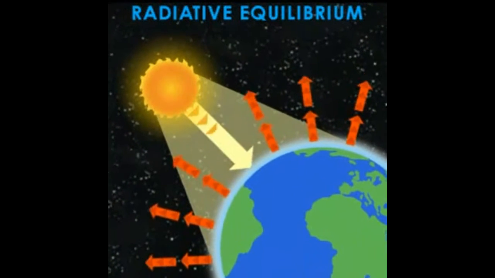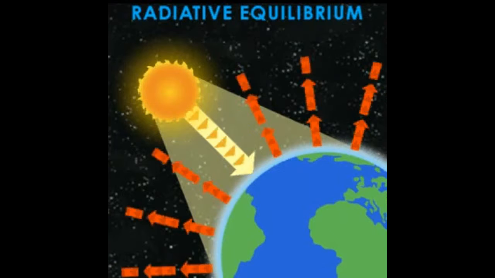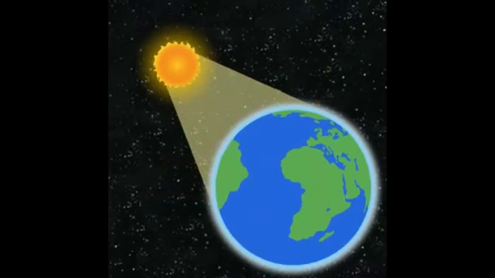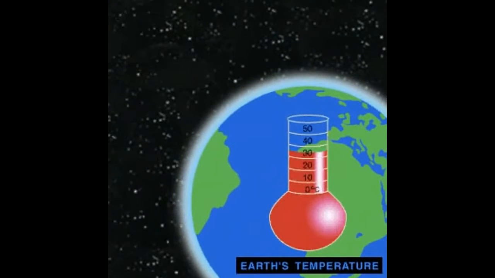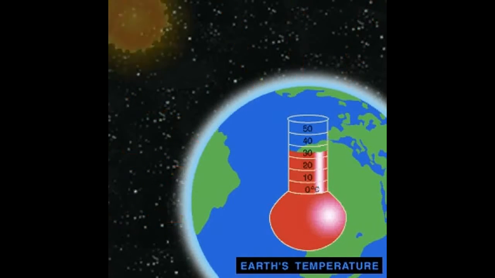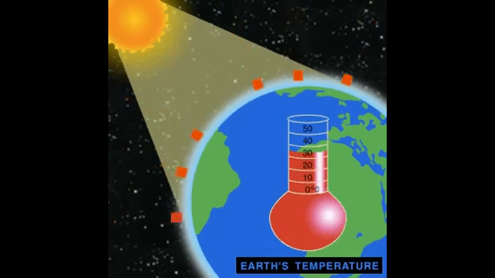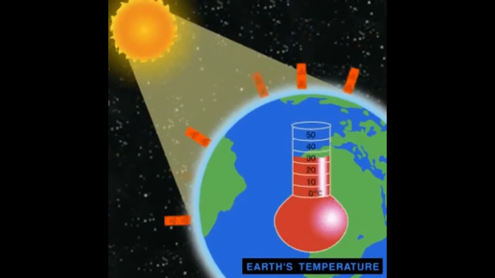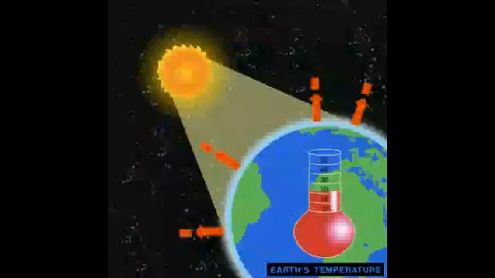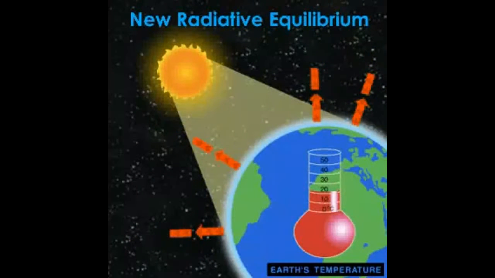Radiative equilibrium tells us that the long-wave radiation emitted by the Earth will equal the amount of solar radiation that is absorbed by the Earth. In fact, we can determine the temperature of the Earth by knowing the amount of long-wave radiation it emits. If one of the components of the Earth's energy balance changes the amount of long-wave radiation the Earth emits, the temperature of the Earth will also change, and the Earth will arrive at a new radiative equilibrium.